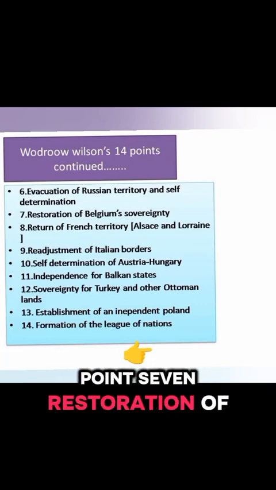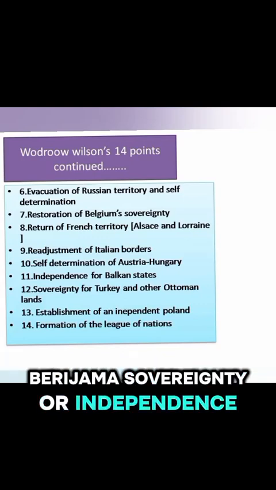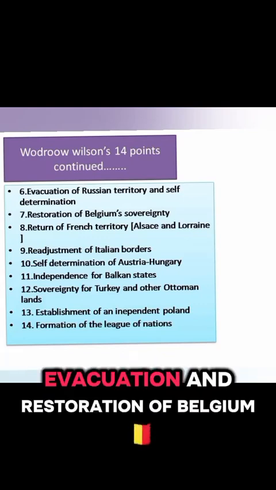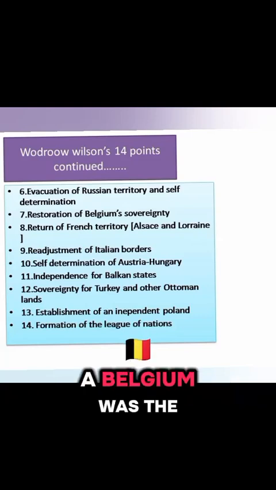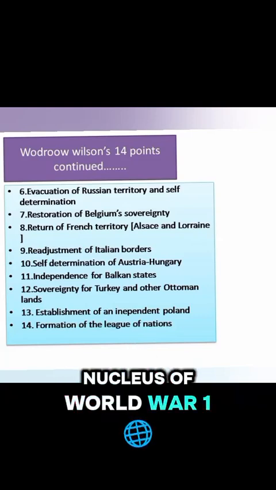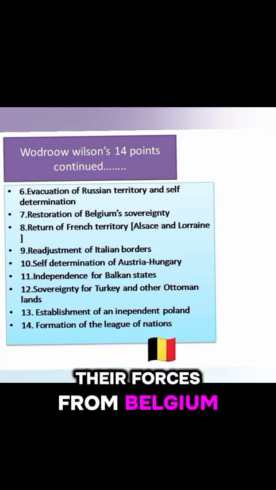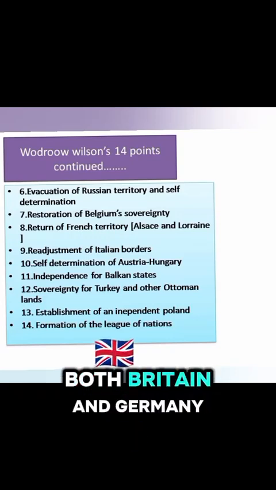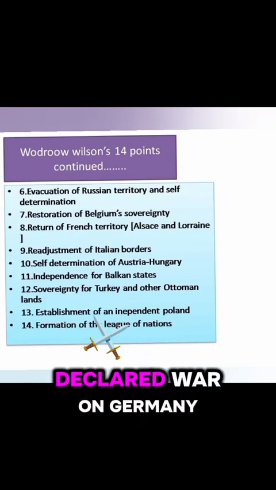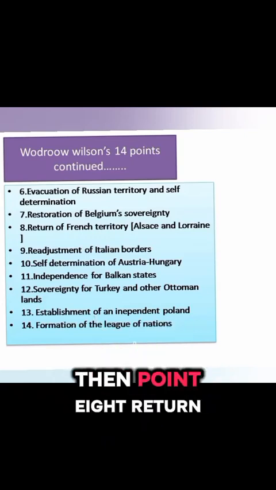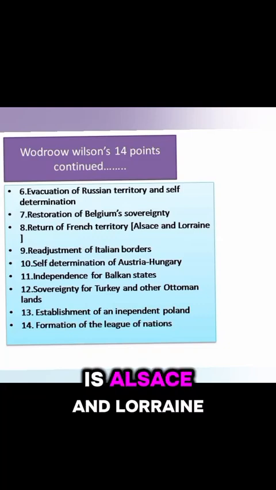Point 7, restoration of Belgium's sovereignty or independence. Evacuation and restoration of Belgium's independence. Belgium was the nucleus of World War I. Germany and her allies had to withdraw all their forces from Belgium. This was accepted by both Britain and Germany, since it was a primary factor why Britain declared war on Germany. Then point 8, return of French territory, that is Alsace and Lorraine.